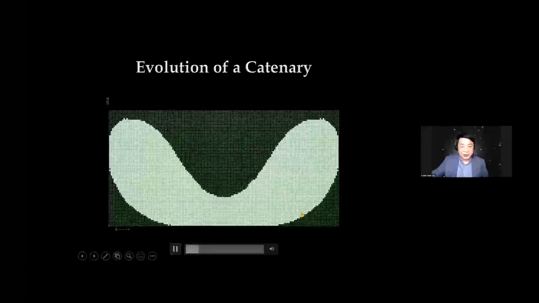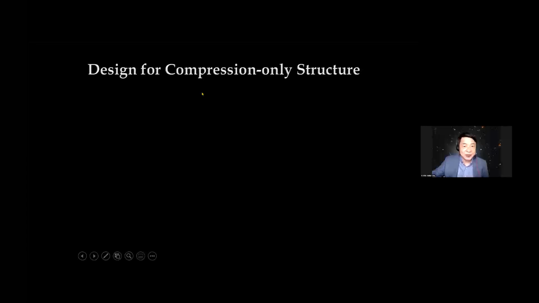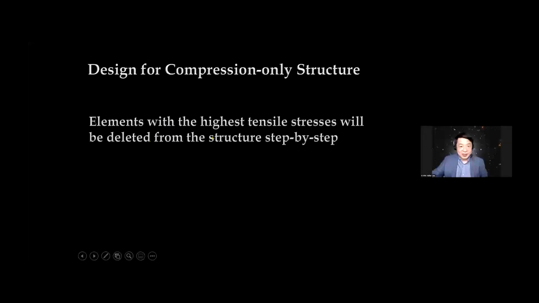And we can do the opposite if we use a different material. These days, we design a lot of structures using concrete. Concrete is good for compression. So to get a compression-only structure, again, you can start from any initial design and then remove the elements with the highest tensile stress. So in every iteration, you remove the elements with the highest tensile stress, you will get a new design where it's predominantly in compression.